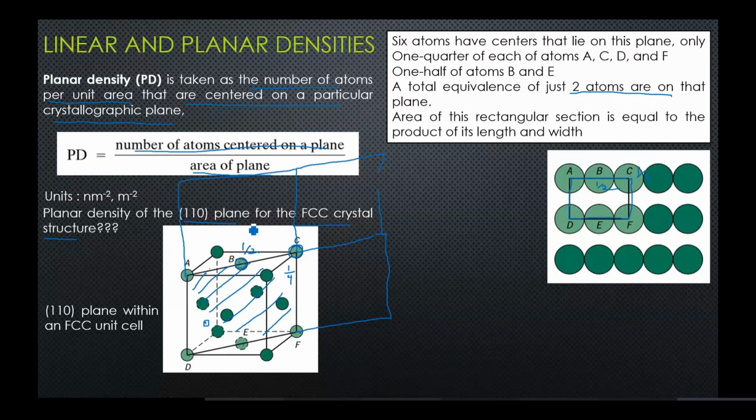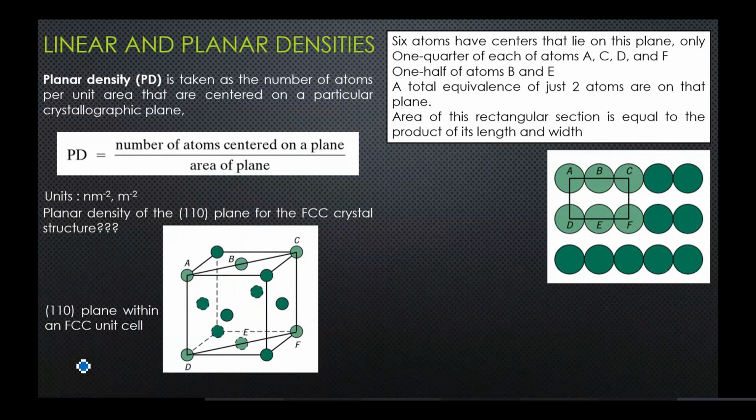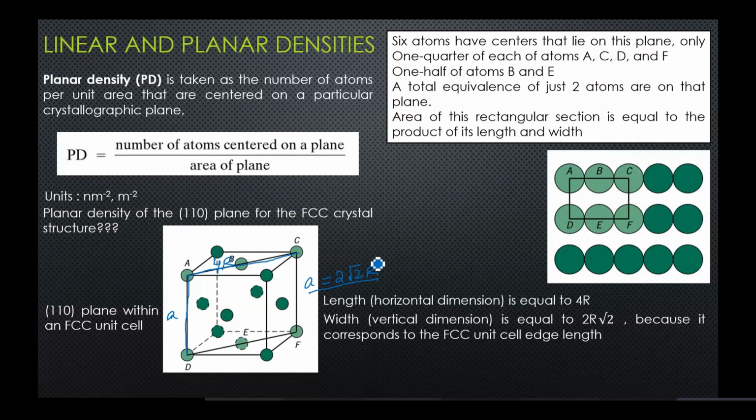Now, how do you find out the area of the rectangle, so area of the plane? You know that this length is 4r, and in an FCC, this length is a, which is equivalent to 2 under root 2r in an FCC unit cell. So essentially, the length, the horizontal dimension, is 4r, and the width, which is the vertical dimension, is 2r under root 2 because it corresponds to an FCC unit cell edge length.